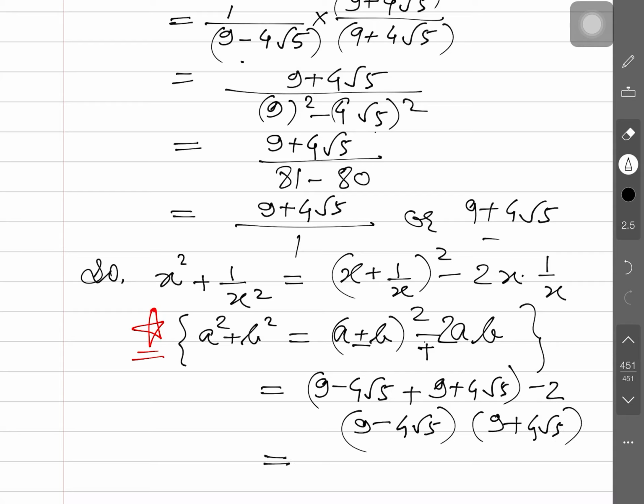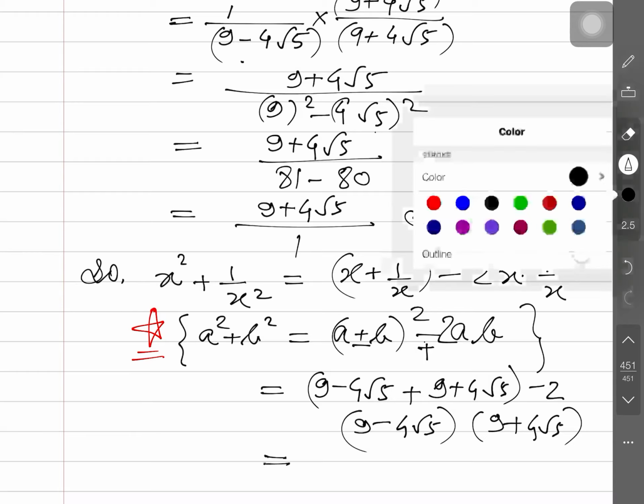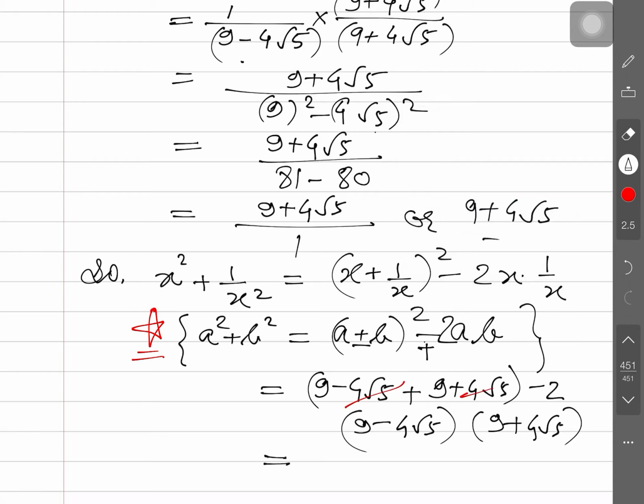Carry on this. So, what is that? To be solved easily, this cancels, and 9 what is that? 18 minus, here is what? 2 times this into this. So, what is this into this? Already we have solved here this. Okay, this we have solved. You may see. Is that clear?